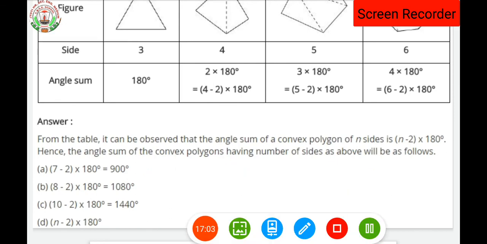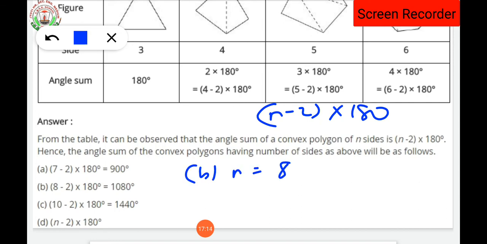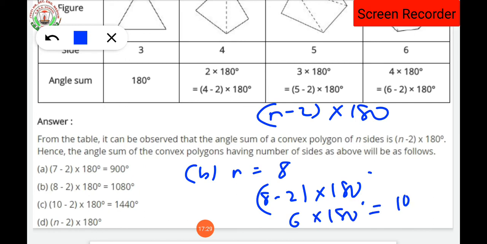Similarly for the B part, what is the formula? N minus 2 into 180 degree. The number of sides given is 8. So 8 minus 2 into 180 degree. 8 minus 2 is 6. 6 into 180 degree equals 1080. Have you understood, everyone?